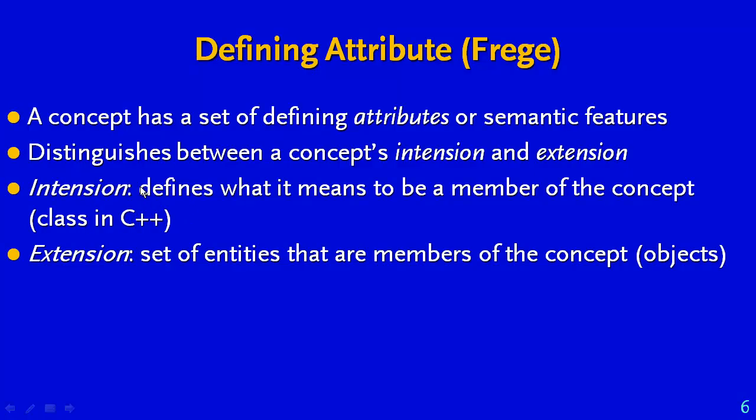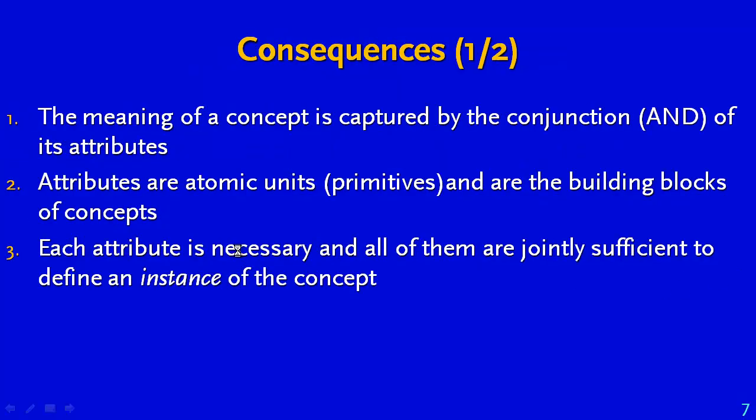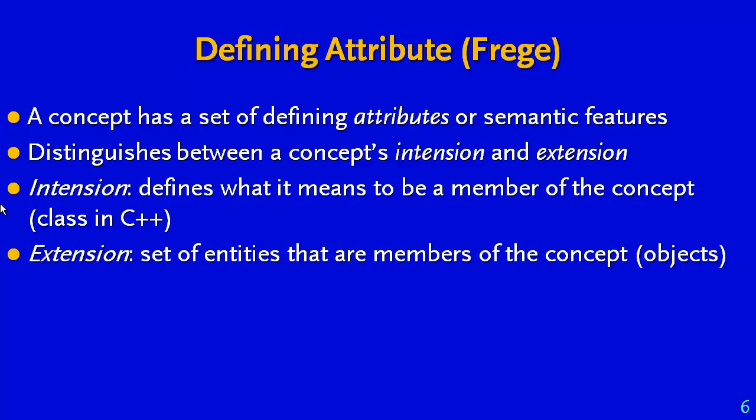So animal is an intension, so it's like a class. An extension, these are all the objects which are members of the concept. So birds, pigeons, and so on are all members. So that's just a fancy way of saying in real life the intension is the class name, and the extension are the objects in your class.